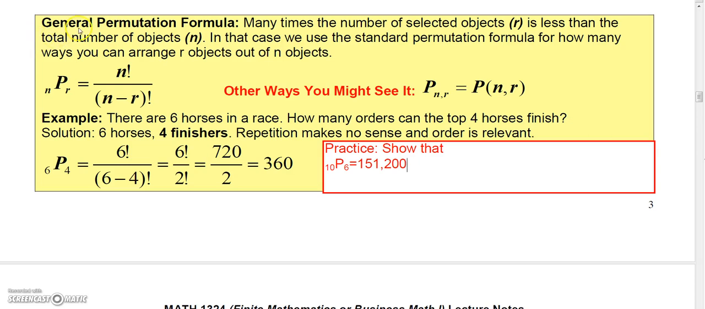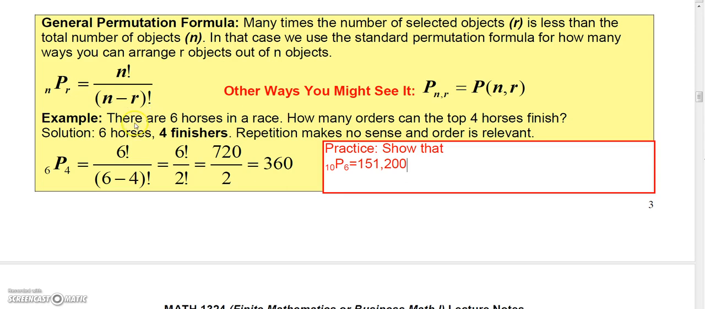The general formula for calculating a permutation where you have a total of n objects and you're taking r of them at a time actually involves factorial. So the formula for nPr is n factorial over (n minus r) factorial.